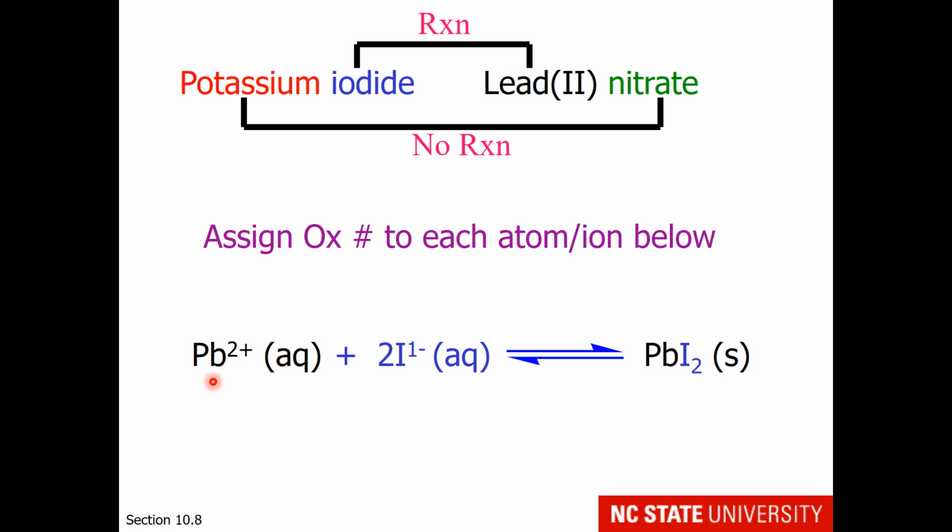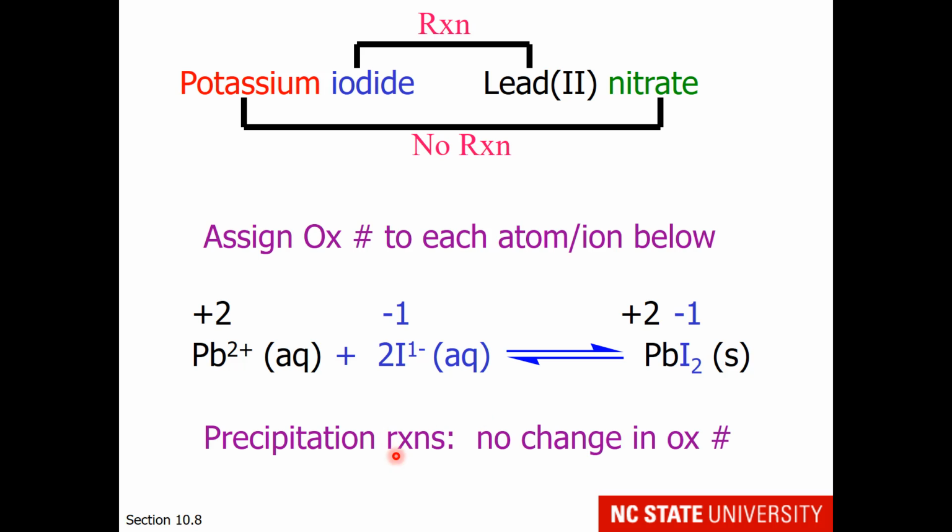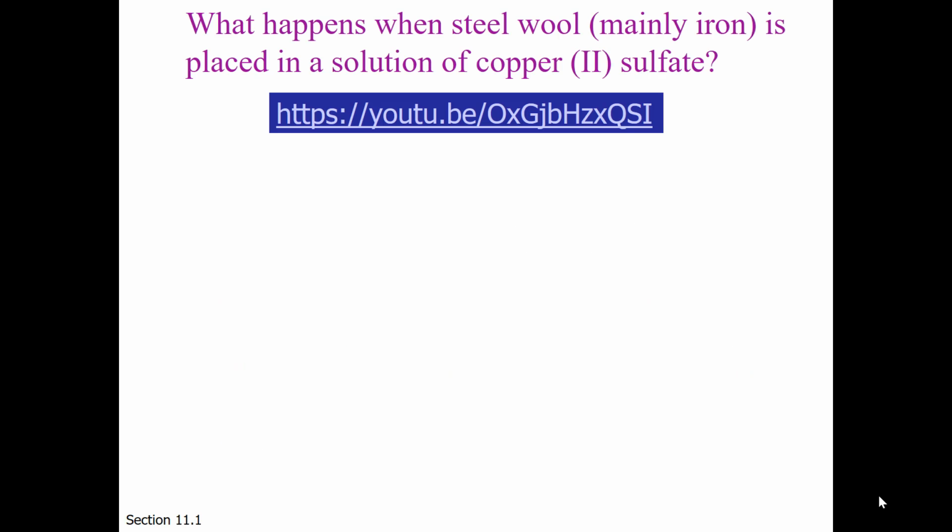For lead 2+, for a monoatomic ion, the oxidation number is as it appears, +2. So that would be true for the iodide as well. For the ionic compound, the oxidation states have not changed. Lead is 2+, and iodide is 1-. So for precipitation reactions, there's no change in the oxidation number. Redox reactions are different, of course.